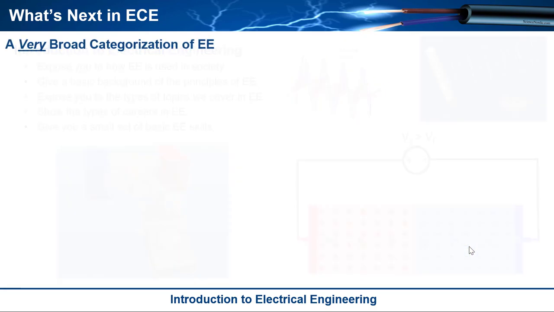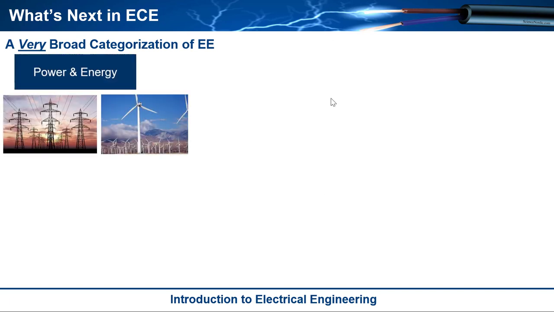Let's begin by breaking down electrical engineering into categories, basically the fields within electrical engineering. This is very broad because it is so difficult to do, but we'll give it a shot, okay? Okay, so the first field is usually power and energy, okay?